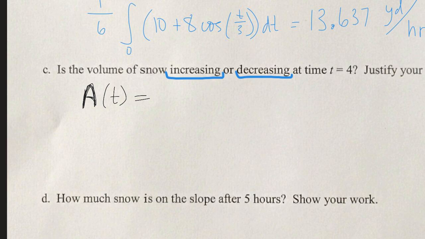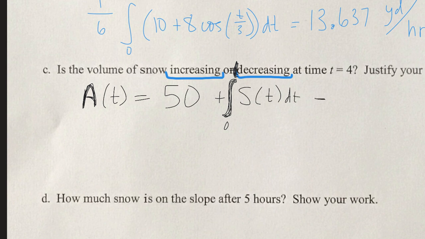Okay? It starts with our initial quantity. So we started with 50 cubic yards of snow, right? That's how much we started with. And then we are adding some amount of snow from 0 to t, right? We're adding some interval of snow, some volume, some accumulation. And we're now subtracting some other accumulation by melting. Okay, so we're adding some snow and we are melting some snow.